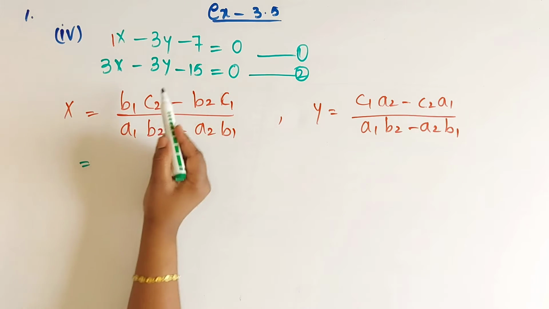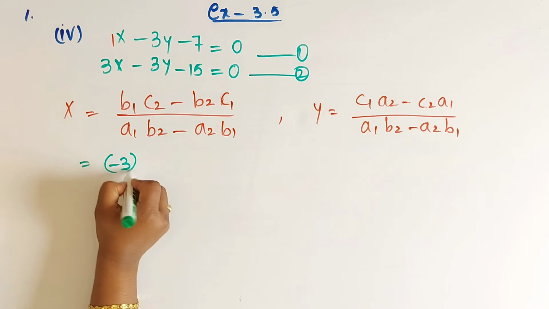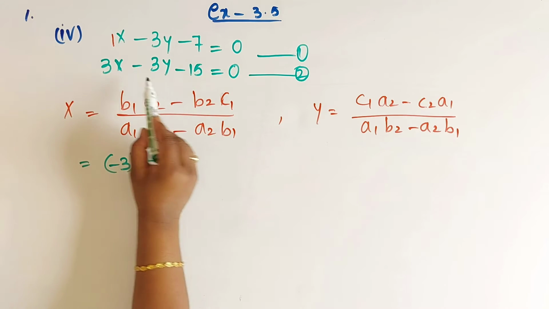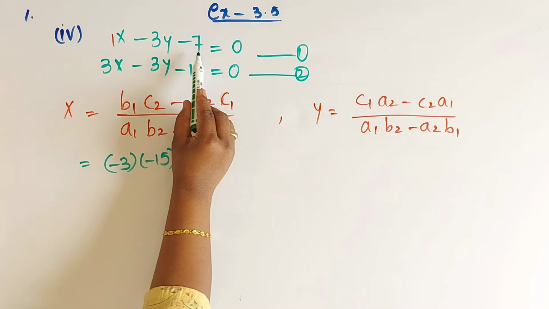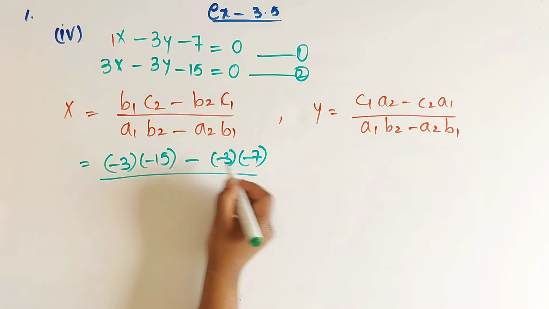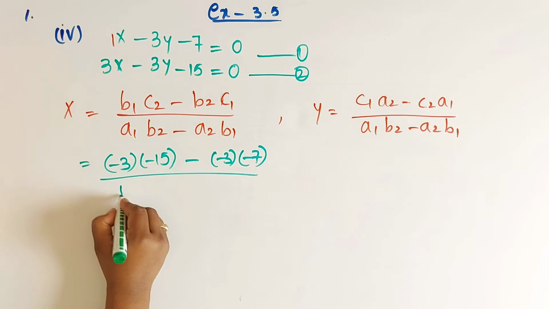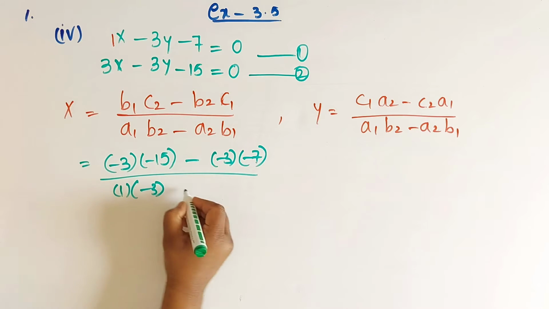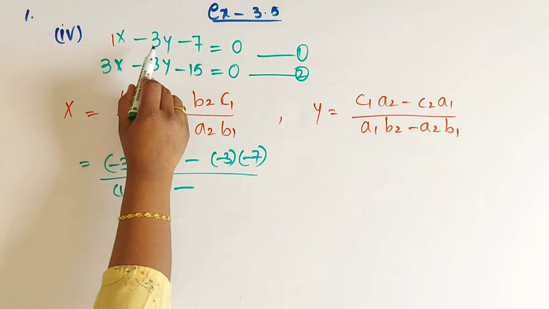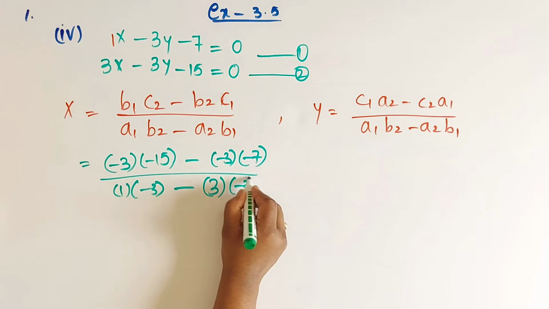What is B1 C2? B1 is minus 3, C2 is minus 15. Minus 3 into minus 15, minus B2 C1. B2 is minus 3 and C1 is minus 7. Minus 3 into minus 7, children, divided by A1 B2. A1 is 1, B2 is minus 3. 1 into minus 3, minus of A2 B1. A2 is 3 and B1 is minus 3. 3 into minus 3, children.